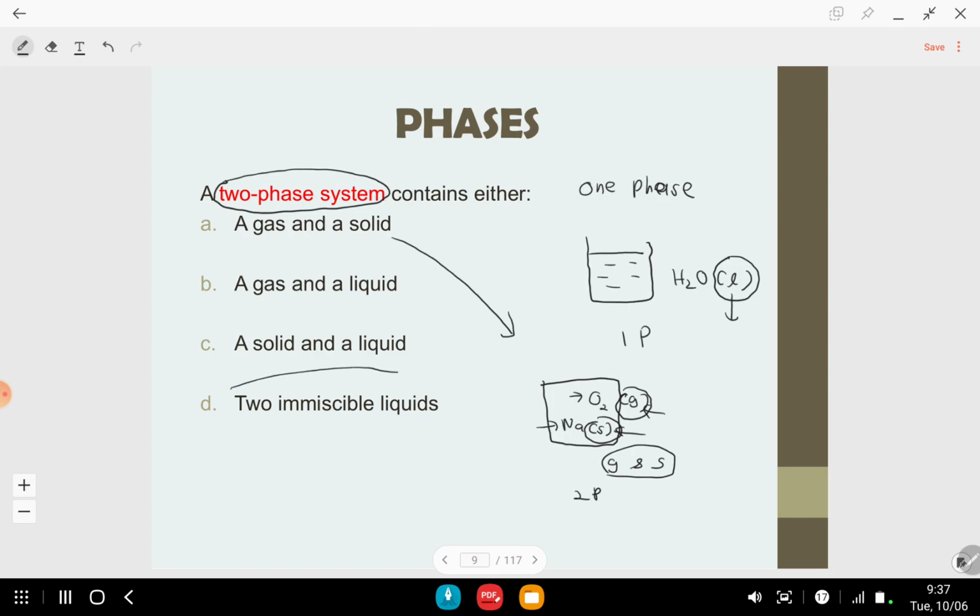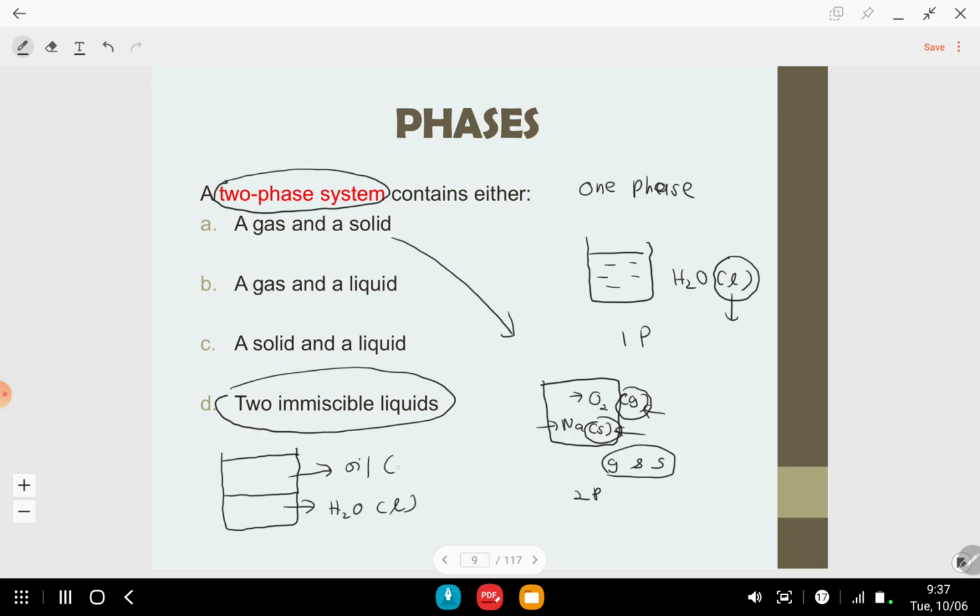Then we look at D here, two immiscible liquids. Two immiscible liquids means that both are liquids, but it is not homogeneous. Let's say in a beaker, we have a solution that contains a mixture of oil and water. Oil should be on the upper part, so this is oil, and this is water, H2O, in liquid form.